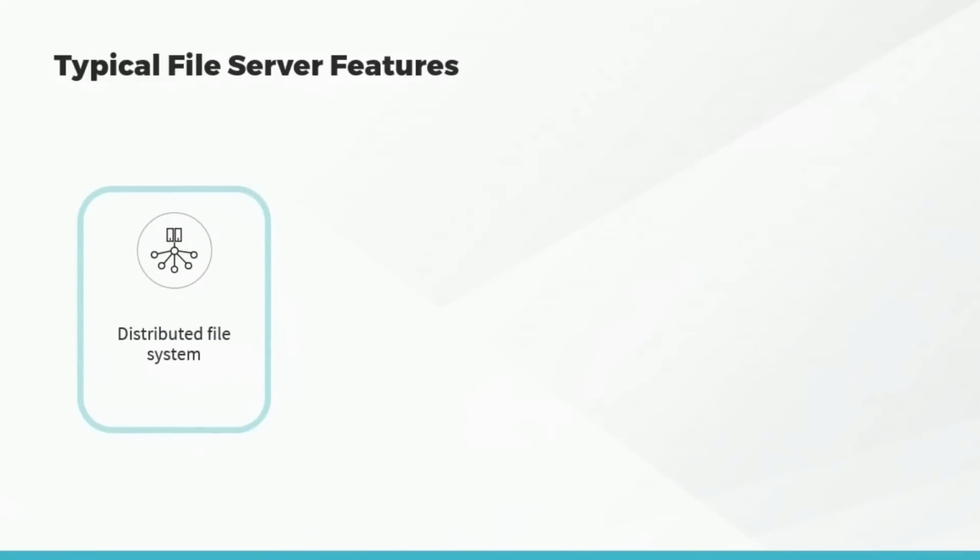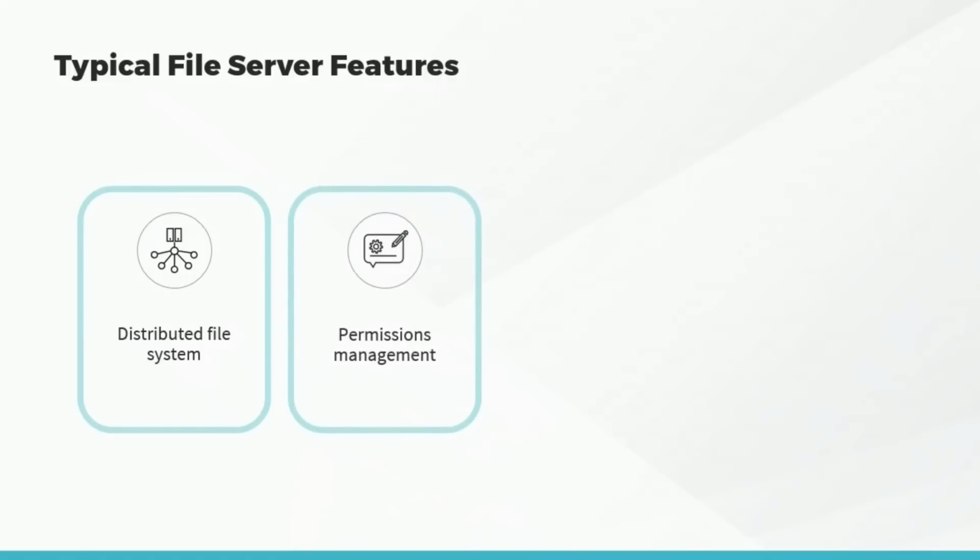Other typical features of file servers include the ability to create and use a distributed file system, which I actually touched on a moment ago. A distributed file system means that data can be replicated from one server to another so that if the primary server fails, the same data can be accessed from secondary servers, which provides high availability for those files.